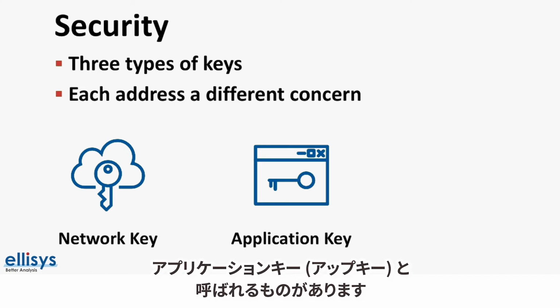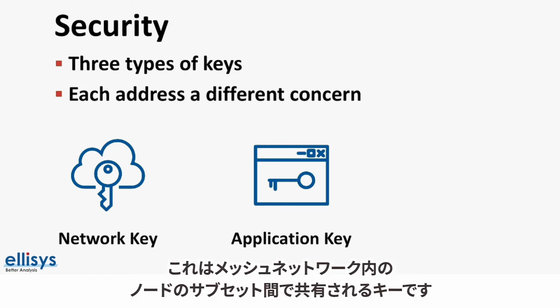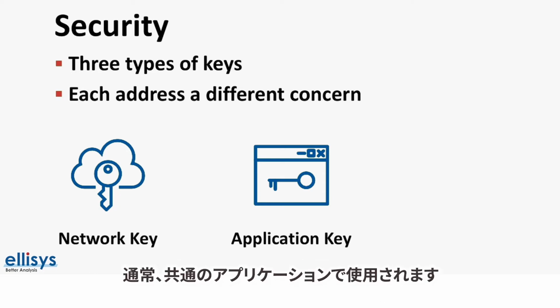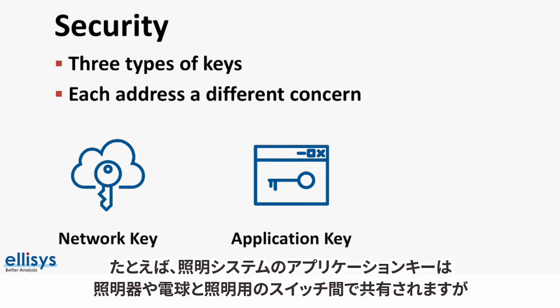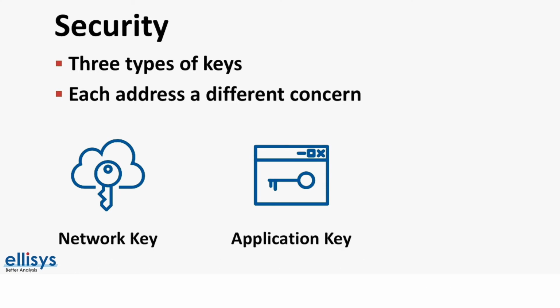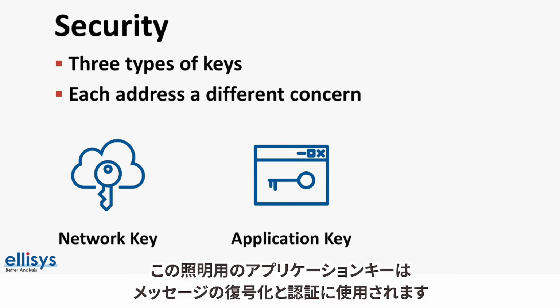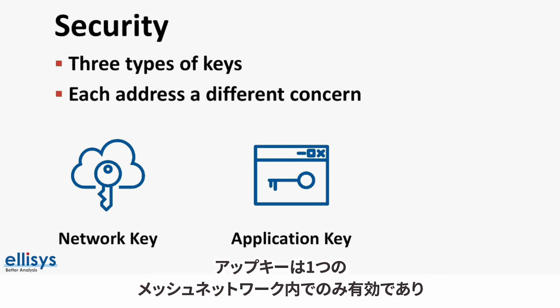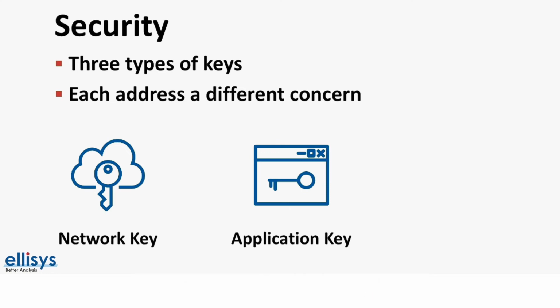Second, we have what's called the application key or app key for short. This is a key shared between a subset of nodes within a mesh network, normally those that participate in a common application. For example, a lighting system app key would be shared between light switches and light bulbs, but not with a thermostat or a motion sensor. This application key is used to decrypt and authenticate messages. App keys are only valid within one mesh network and not across other networks.